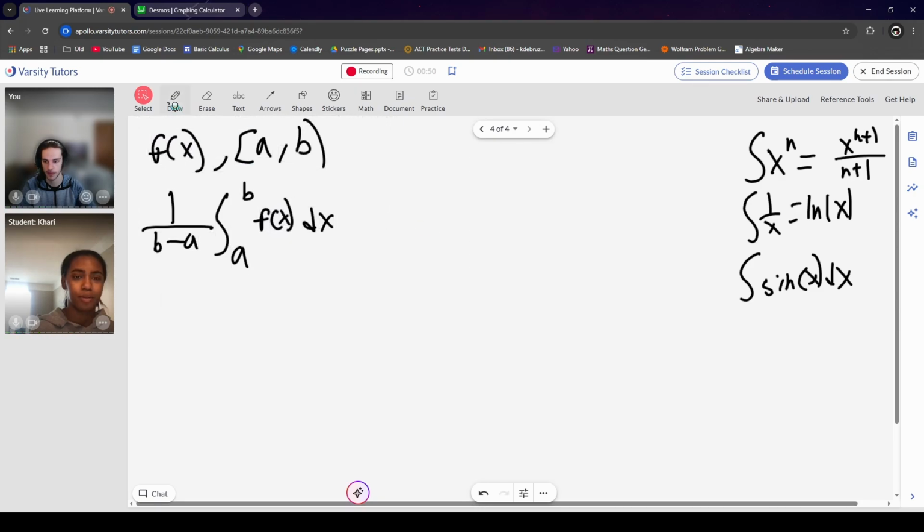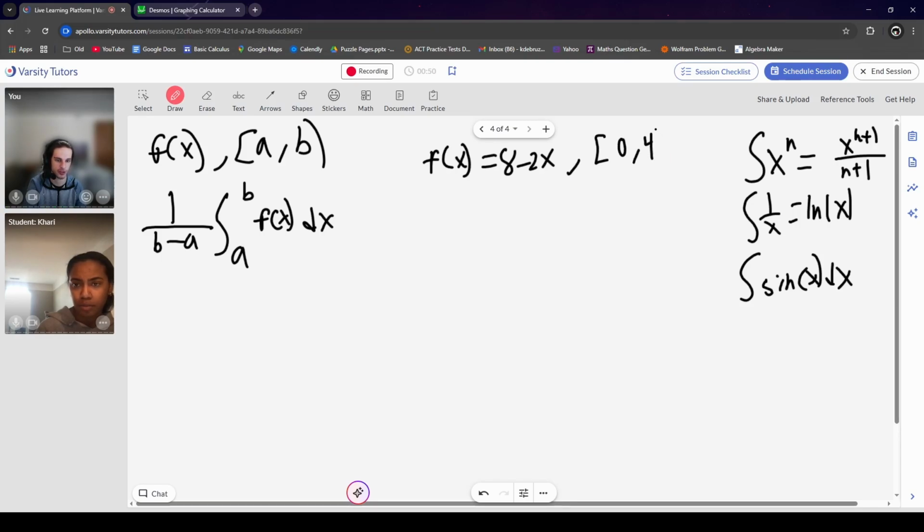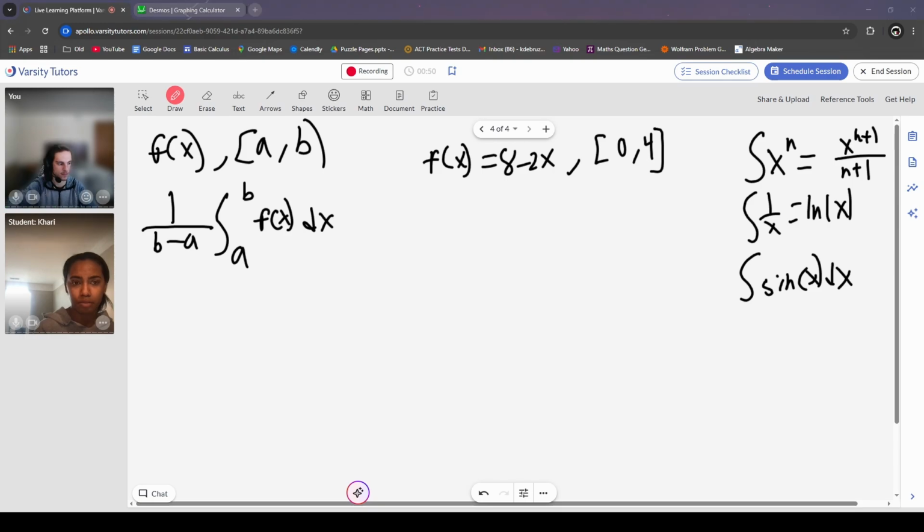Okay. One. So let's do real quick. So let's say we've got 8 minus 2x over the interval 0 to 4. What's going to be our average value? Would it be 1/4? Like, am I just plugging that in to that?